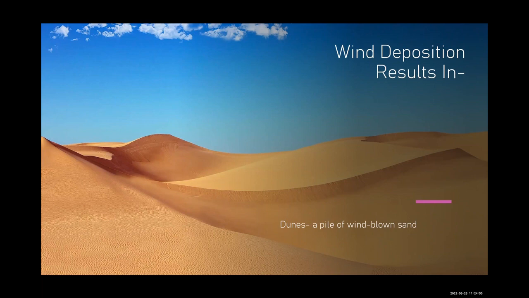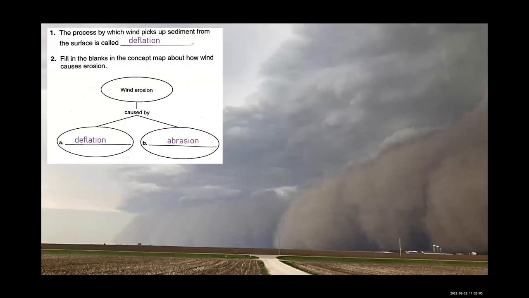They will shift and change over time. And so will these ones in a desert situation. They would just constantly move around. It's always a different shape. So the process by which wind picks up sediment from the surface is called deflation. And wind erosion occurs by deflation and abrasion.